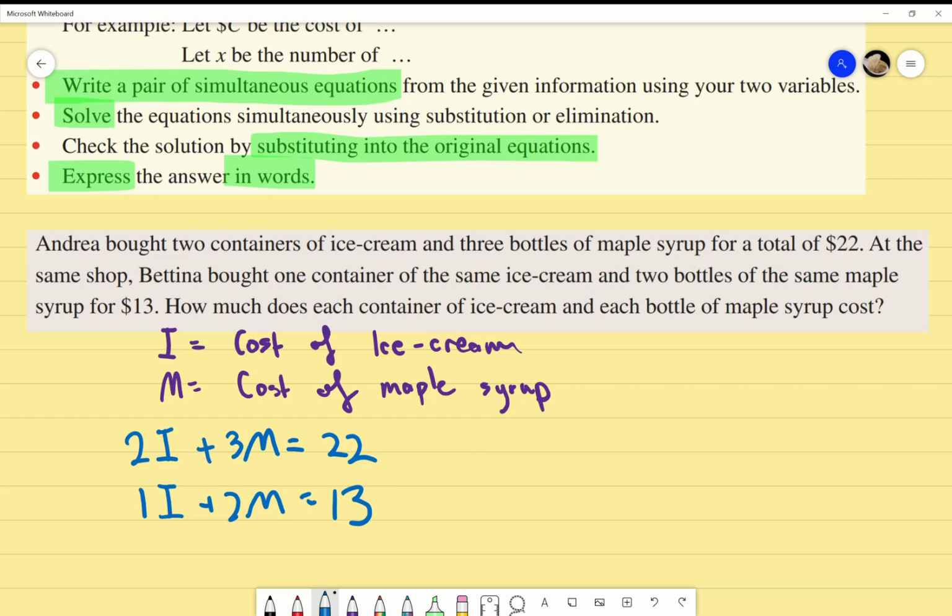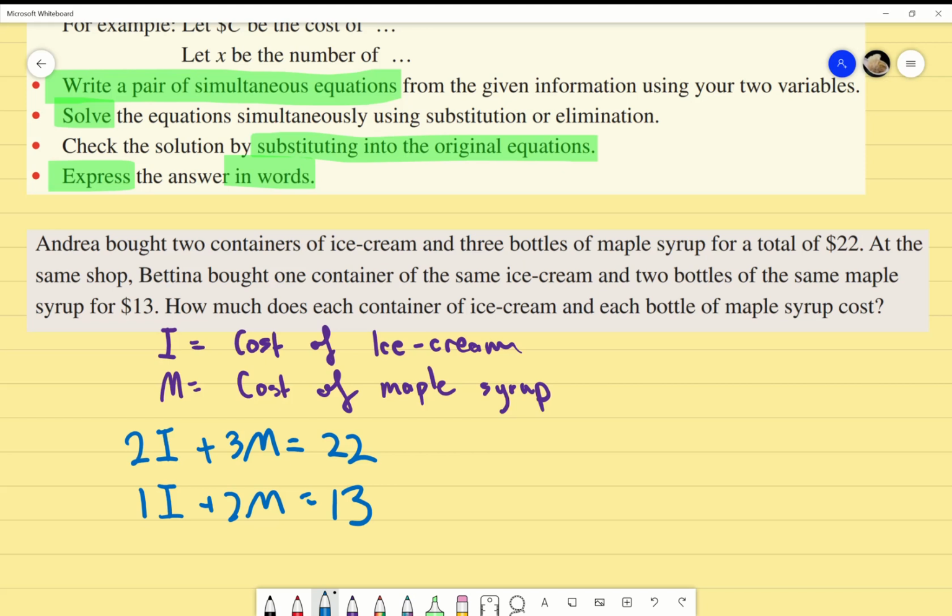Well, it says, how much does it cost? So we're just solving for I and M, aren't we? That's all we're looking for. So we've got our two equations here. If you would like, you're more than welcome to use x and y as long as you define it. You have to say, let this be this and let this be this.